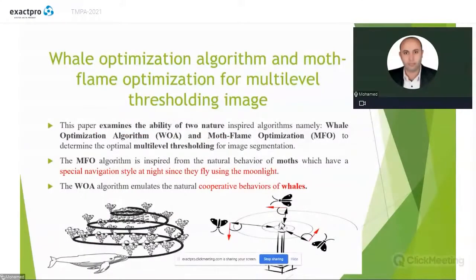In this application, we apply two algorithms, called the whale optimization algorithm and the moth flame optimization, for multi-level thresholding of images. In general, each of these algorithms has its own behavior and simulates different phenomena from nature. For example, moth flame is inspired by the natural behavior of moths, which have a special navigation style at night, since they fly using the moonlight. The whale algorithm emulates the natural cooperative behavior of whales while searching for prey.